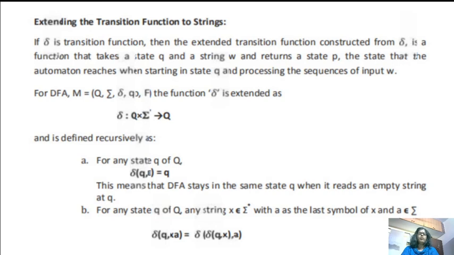It is defined recursively as follows. For any state Q in Q, delta of Q and the empty string is Q. This means the DFA stays in the same state Q when it reads an empty string at Q. For any state Q in Q, any string x in sigma star with A as the last symbol, x A where A belongs to sigma, the transition function delta first reads the string x, and then it moves on reading the next symbol A.